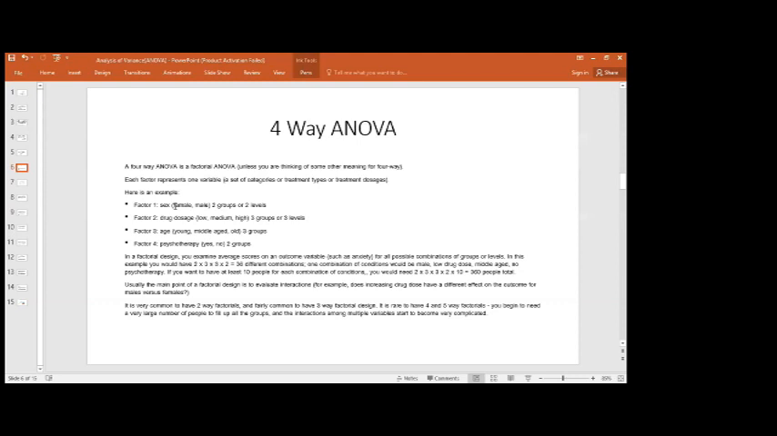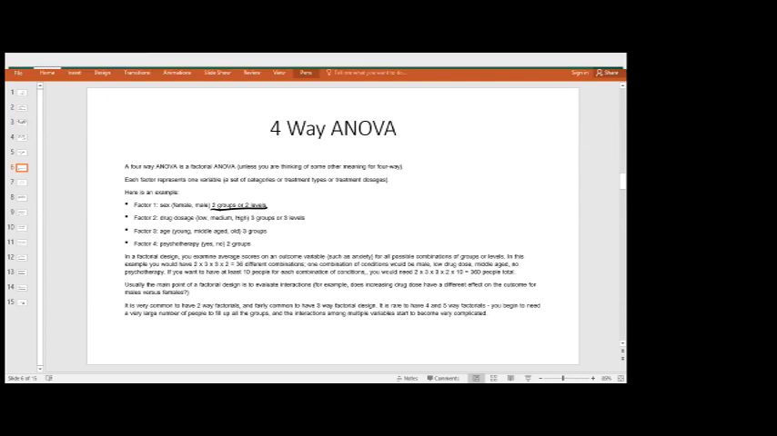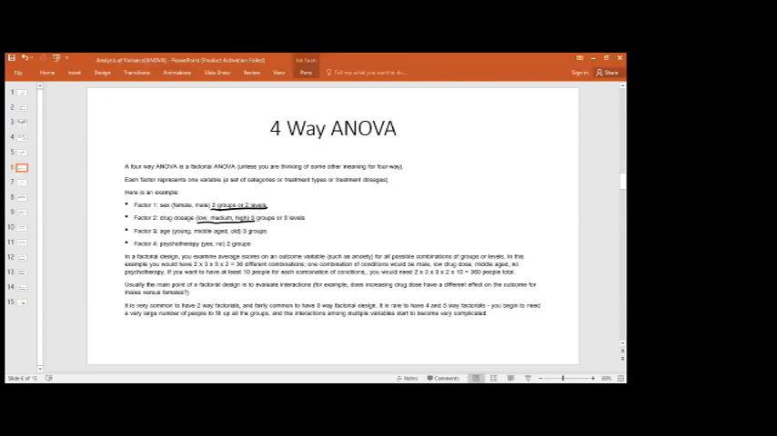We can say groups or levels, right? So the second factor is drug doses: low, medium, and high. Here we divide two factors into three levels or three groups. The next factor is the age factor: young, middle aged, or old. There are three groups or three levels. We divide factor 3 into three groups or levels.